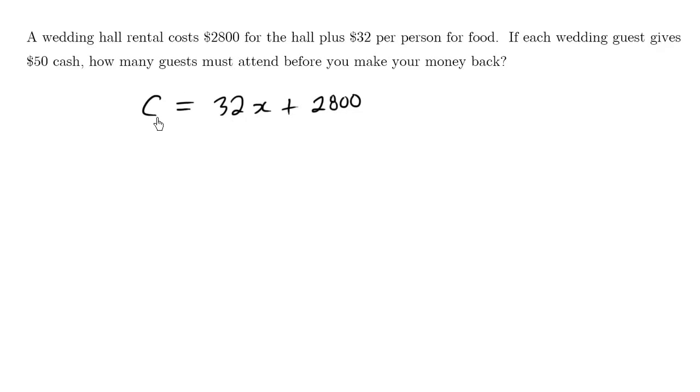Now we know that we're also going to make money, based on how many guests we have, and each guest gives us $50. So imagine what that looks like as a graph. We have a graph here. This is our y value, this is our x value. This here is going to have a slope of 32, and it starts off a little bit higher because the y-intercept is going to be at 2,800.